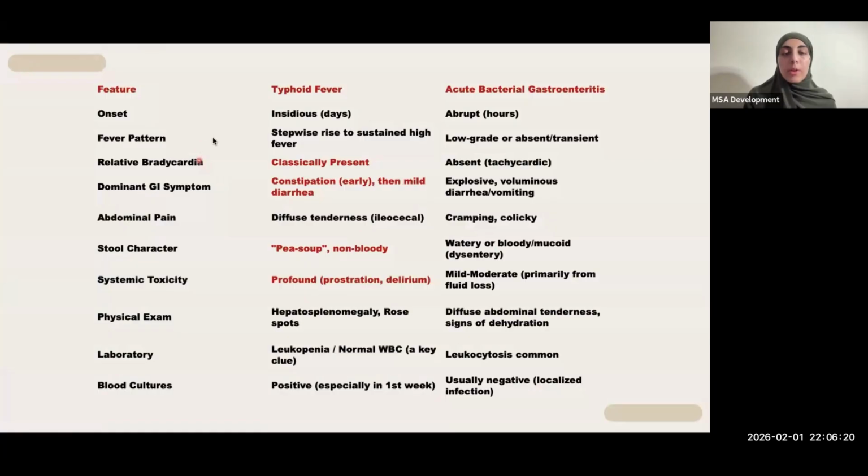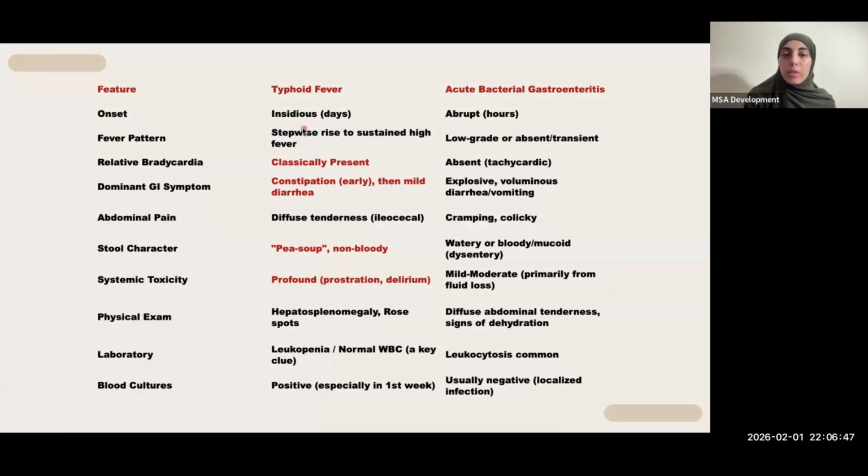All right. So the difference between typhoid fever and acute bacterial gastroenteritis, because, as we said, Salmonella can cause a lot of different diseases. The one we talked about is typhoid fever. It can also cause acute bacterial gastroenteritis. The difference is that typhoid fever is more insidious in onset. It takes a long time to develop, while the gastroenteritis is more abrupt.